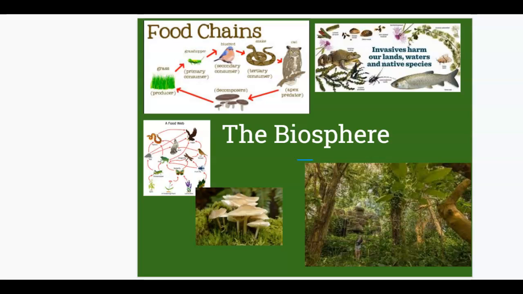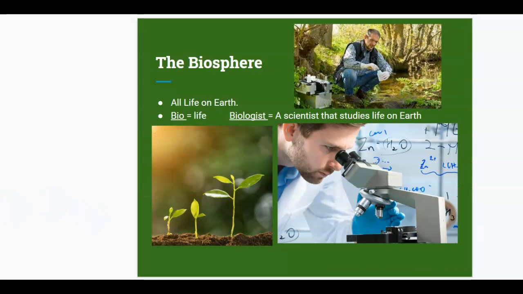We are going to start today by talking about the biosphere. And I chose to start with the biosphere because we've already learned about a lot of these things. We've learned about food chains and invasive species and food webs, fungi and compost, parts of plants, animals. That's what the biosphere is. Right? The biosphere is all life on Earth. Anything that's living, ever lived, will ever live is all part of the biosphere.